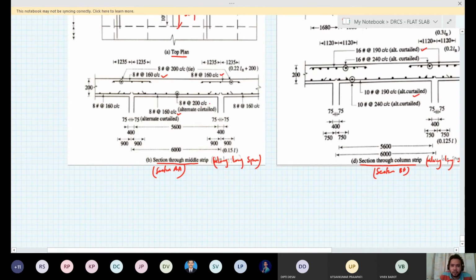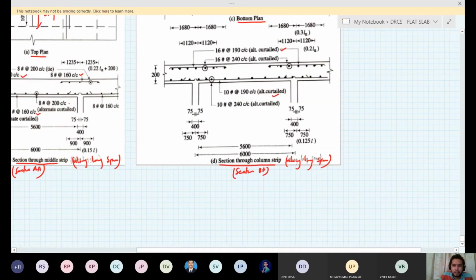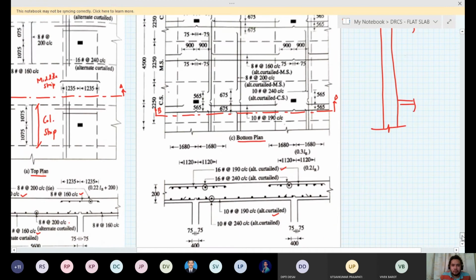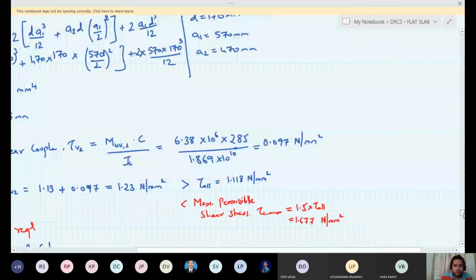Distribution means along the short direction. This is not actually distribution, this is the one which is going along the shorter direction. So if you draw the section along the shorter direction, these dotted bars will be through, and the one going through in this section will be dotted, and the dot will appear in the bottom. Okay, same way for the short direction also.